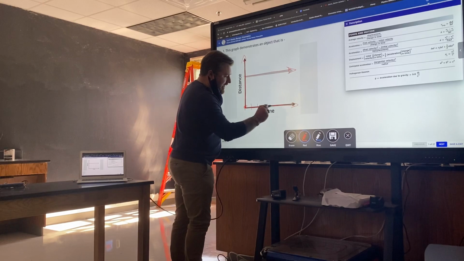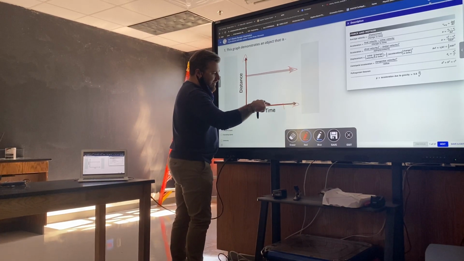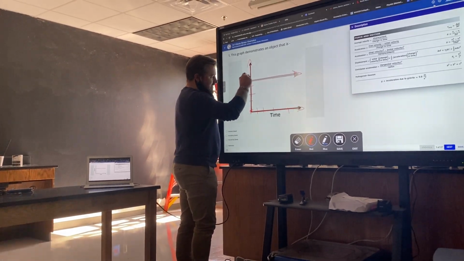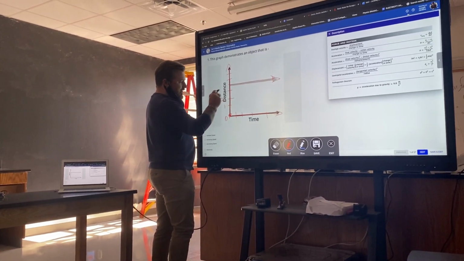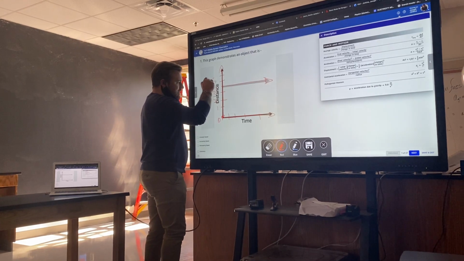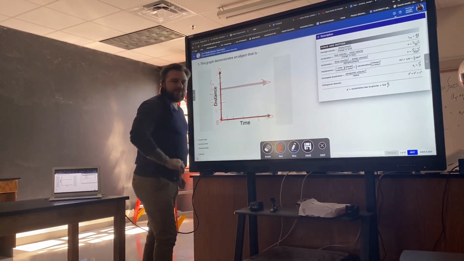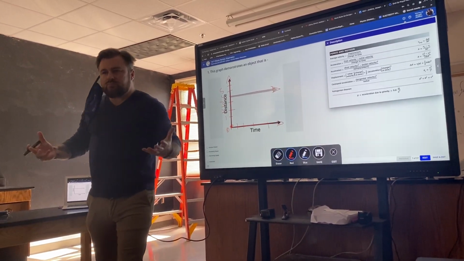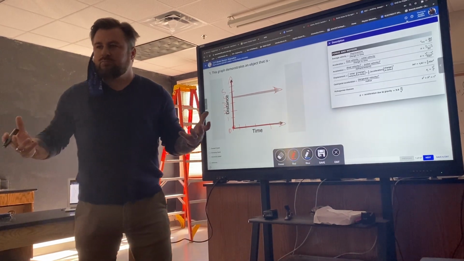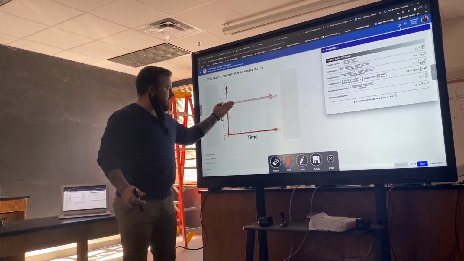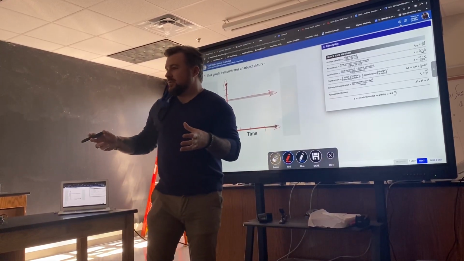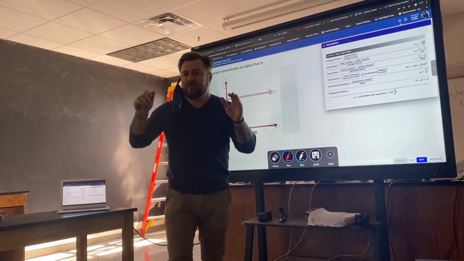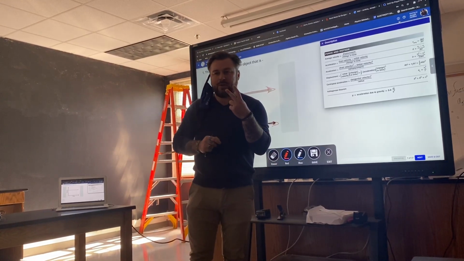Time is going on, right? 1 second, 2 seconds, 3 seconds, 4 seconds. But look at distance. If this is your home, and this is 1 block away, 2 blocks away, 3 blocks away, 4 blocks away, 5 blocks away, where are you at and what are you doing? You're right there at the 4th block, not going anywhere, right? That is how you read graphs, right? Everyone's got to be able to do that. So that's question number 1. Let's move on to question number 2.